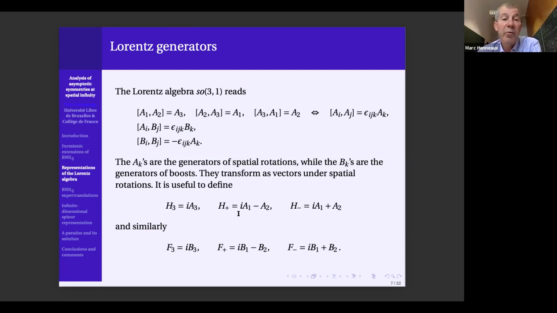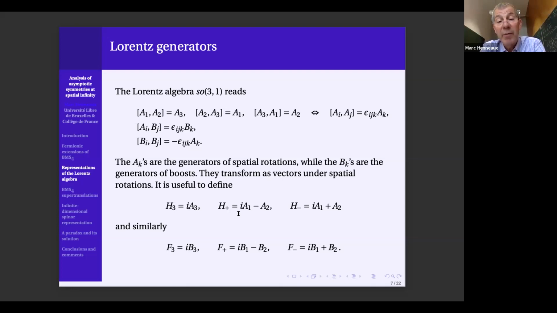And I will actually use the convention, the terminology of Gelfand and Neymark. So here is the Lorentz algebra. The A's are the rotations generators, so of the compact subalgebra SO3. B are the boosts. They transform as vectors under rotations, and the commutator of two boosts gives me a rotation. So this is a familiar Lorentz algebra.